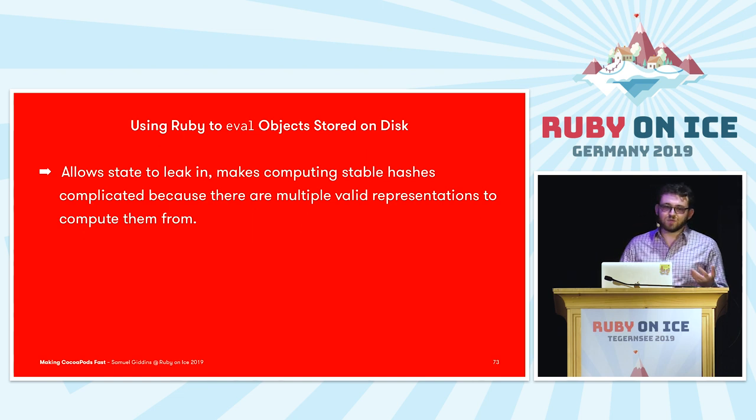So users will try their best to get in the way of your software working. And so if they write Ruby code in these Ruby files, it's really hard to compute stable hashes of their content because A, there are multiple valid representations to compute them from, and B, someone's going to look up something from an environment variable somewhere, I promise you. So this is the price we pay for our DSLs being Ruby rather than a pure configuration language like JSON or YAML. There are other non-performance foot guns sitting in this one as well.